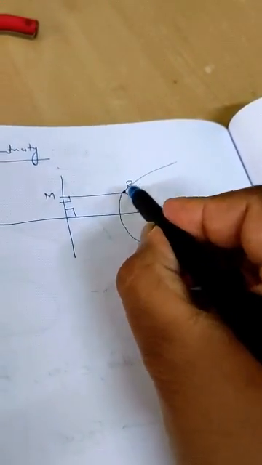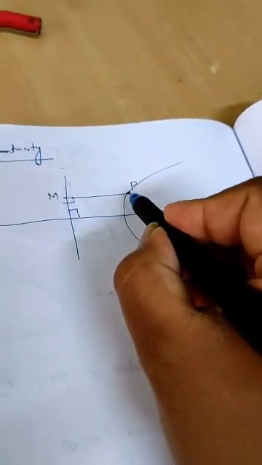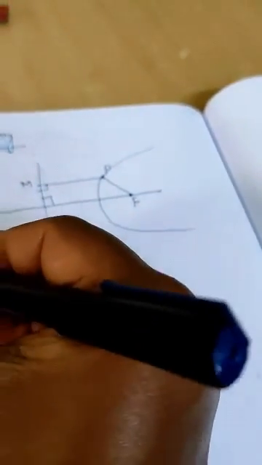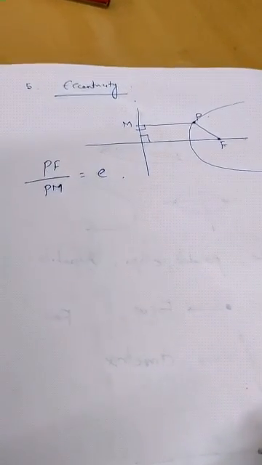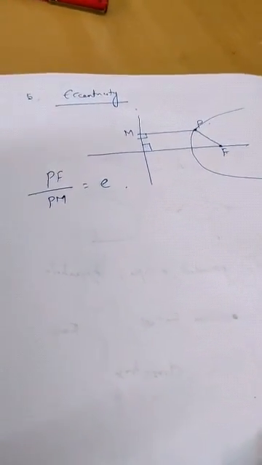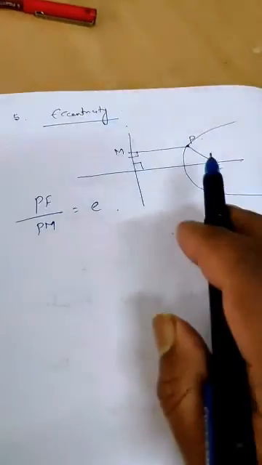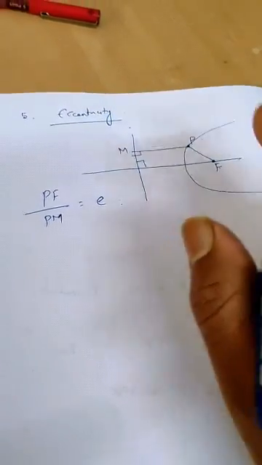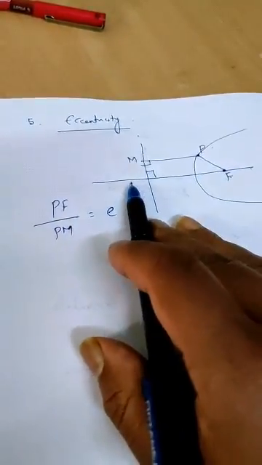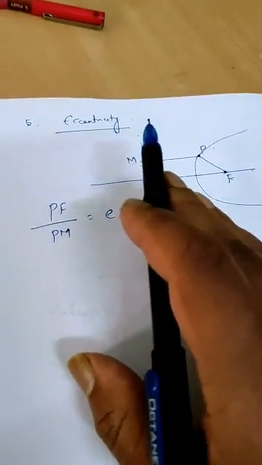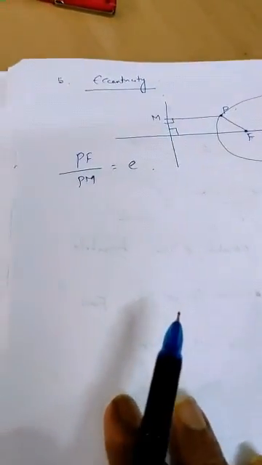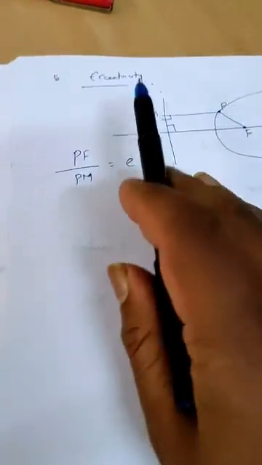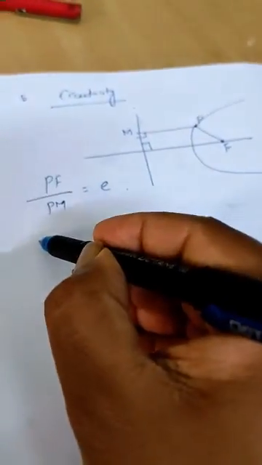Now from this point to the fixed point, and from this point to the fixed line, you take the ratio. This is nothing but E, or eccentricity. Eccentricity is the ratio of the distance of a point on a conic section to the fixed point and the distance of that point to the fixed line. So, this is eccentricity.